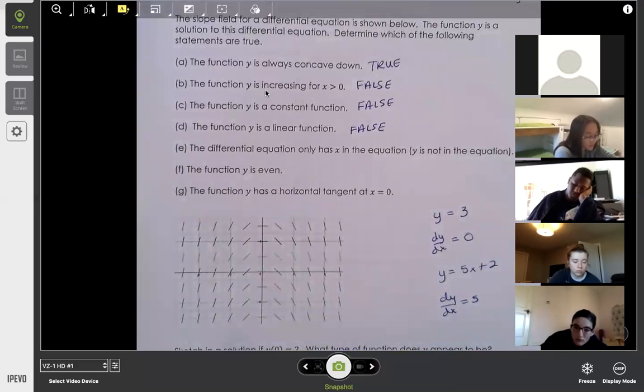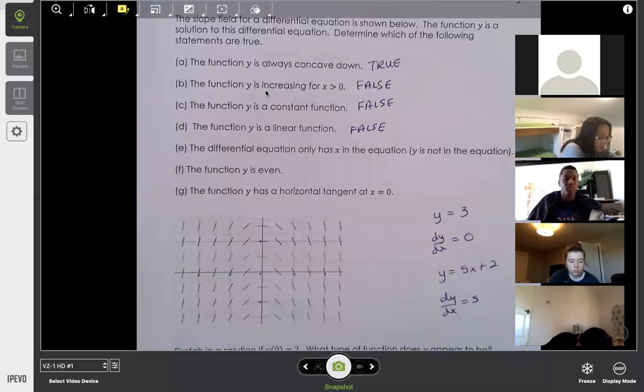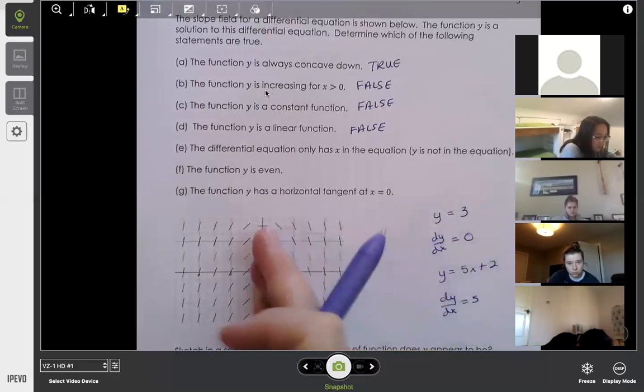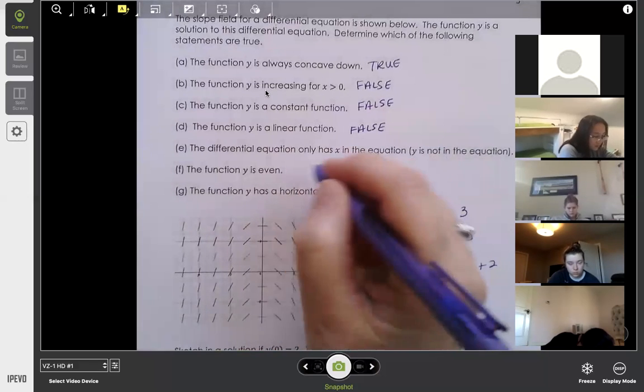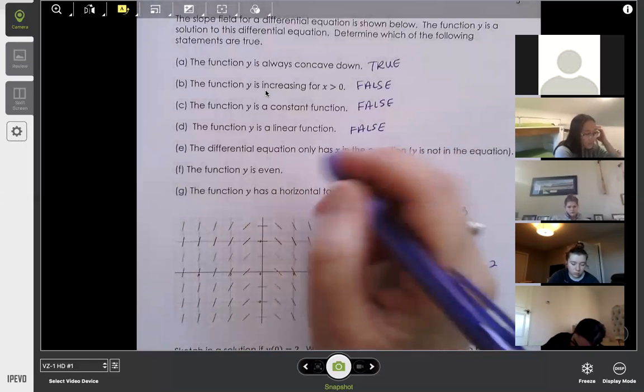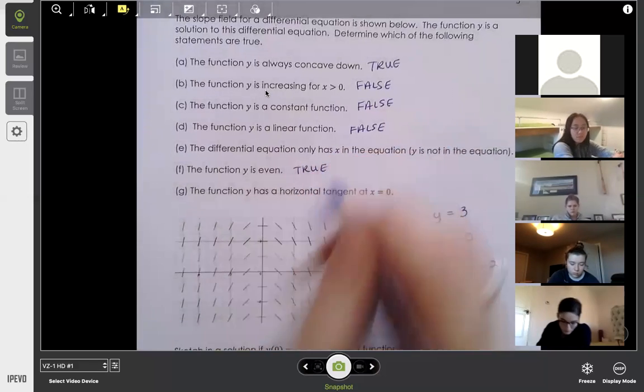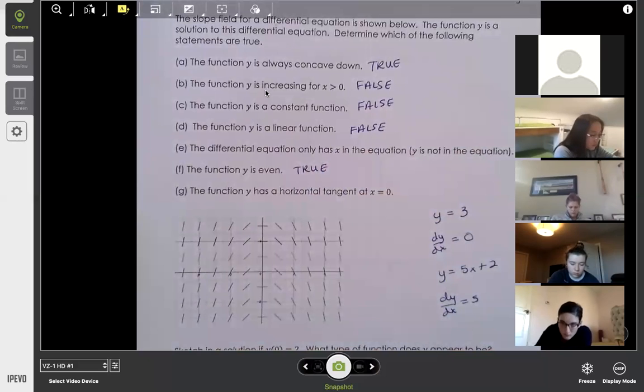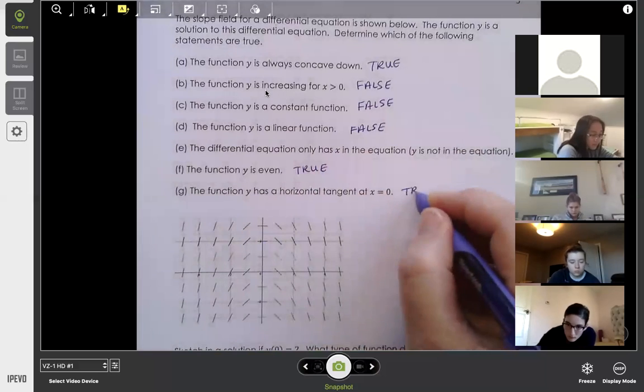That means the function would have symmetry about the y-axis. Austin, what do you think about that? Does it look like any equation we draw in would be even? Yeah, true. These two sides are, what's the word? Mirror images of each other. The function y has a horizontal tangent at x equals 0. So whatever the y value is, if you look at x equals 0, we see a slope of 0. So that means there would be a horizontal tangent there.